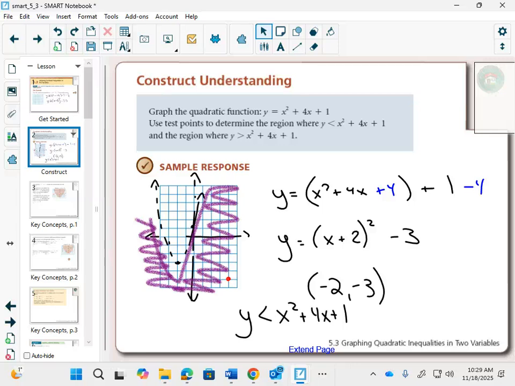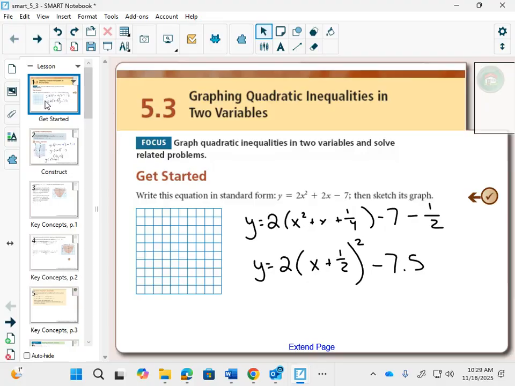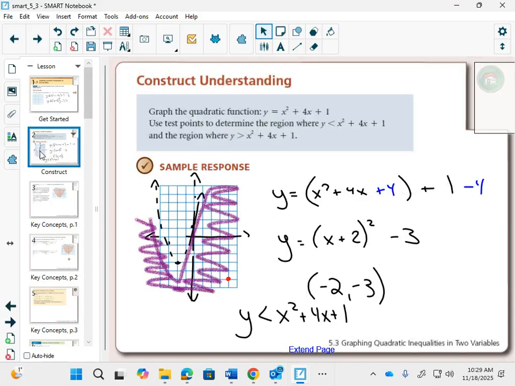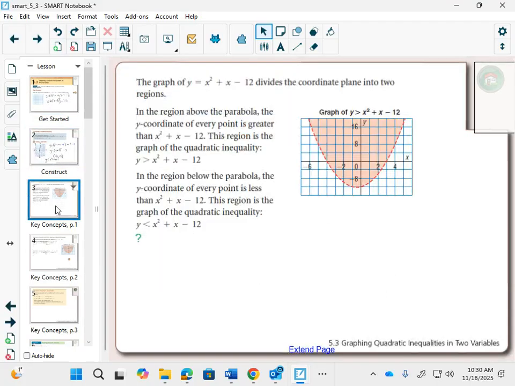So we completed the square with the getting started. We completed the square with the construct the understanding. And now we're going to look at graphing inequalities with parabolas, the same as graphing lines.